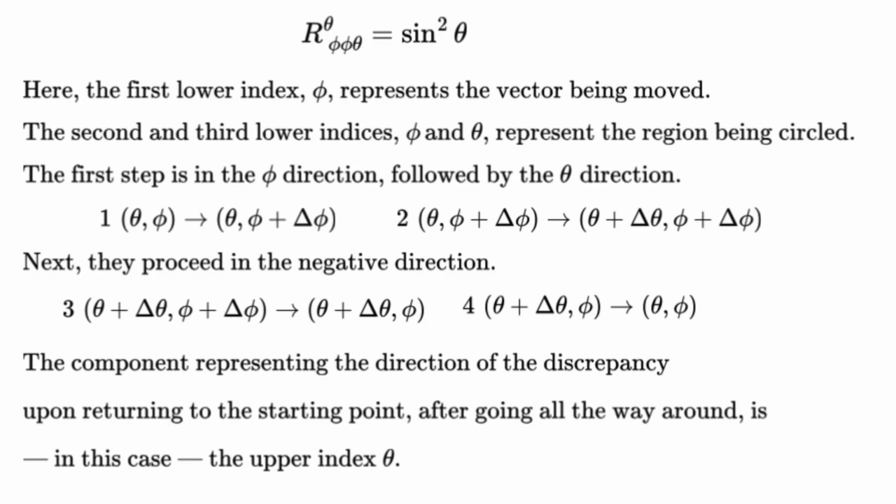Next, they proceed in the negative direction. The component representing the direction of the discrepancy upon returning to the starting point, after going all the way around, is, in this case, the upper index theta.